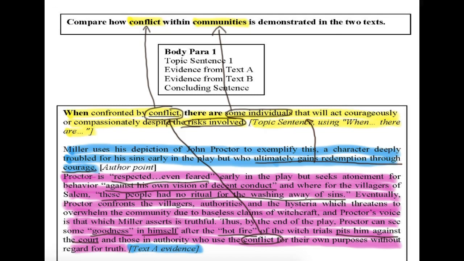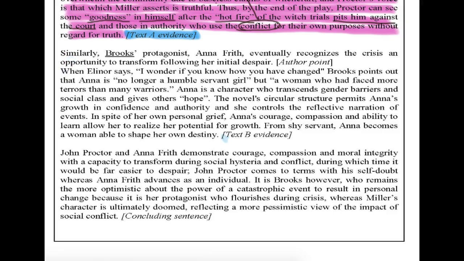Okay, let's carry on reading down. Second part of the paragraph, body paragraph 2, we're giving text B evidence. Similarly, Brooks's protagonist Hannah Frith eventually recognizes the crisis as an opportunity to transform following her initial despair. So there we are giving the author's statement or the author's main point, which supports the topic sentence and thus the prompt. Okay, when Eleanor says, "I wonder if you know how you have changed," Brooks points out that Anna is no longer a humble servant girl, but a woman who has faced more terrors than many warriors. Anna is a character who transcends gender barriers and social class and gives others hope.